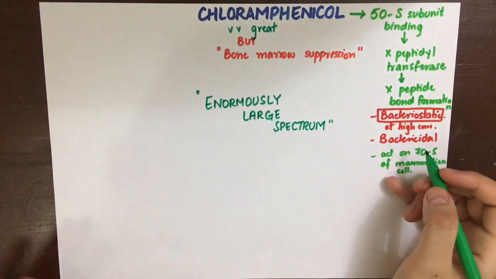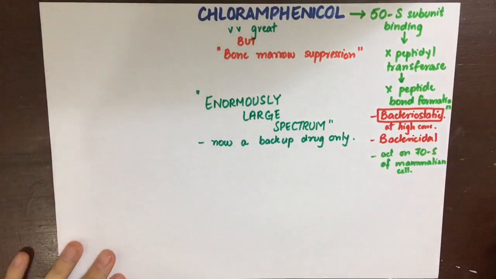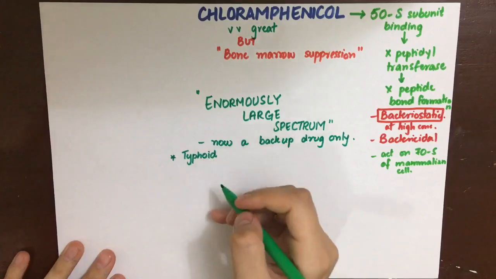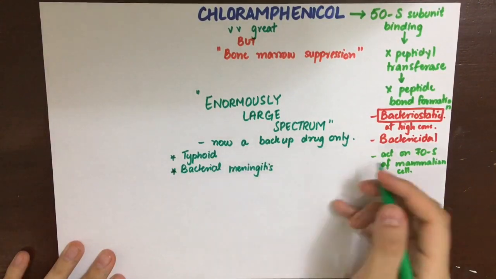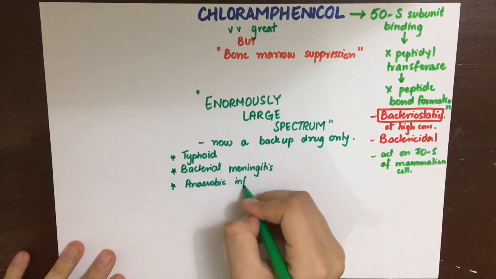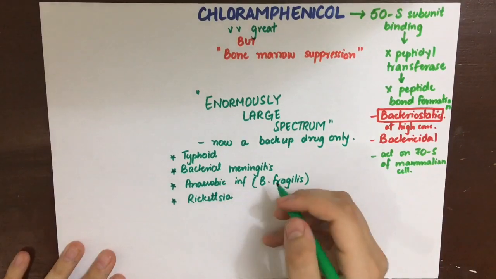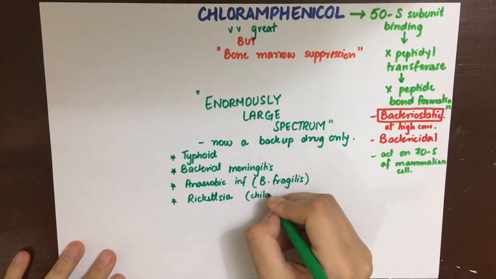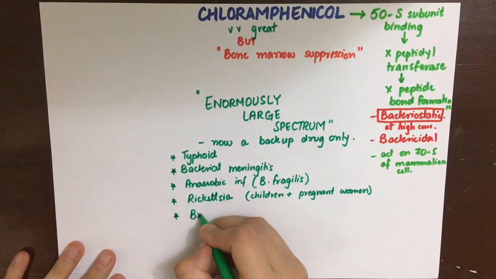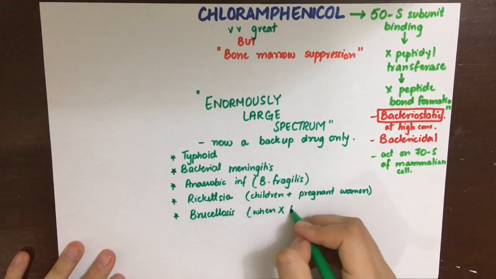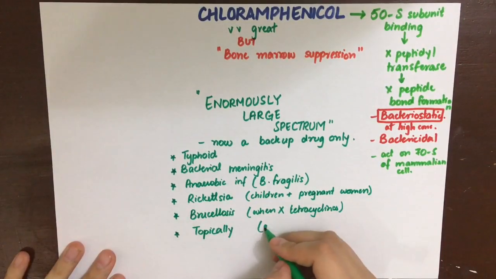Now, it was used in the past for a lot of different diseases, but now it is only used as a backup drug for typhoid, bacterial meningitis, anaerobic infections like Bacteroides fragilis, and in those cases of rickettsia which are in children or in pregnant women, because doxycycline will be contraindicated in these cases, right? And also in brucellosis when you cannot give tetracyclines. It is also used topically in ear and eye infections. And in these cases, the systemic toxicity will be minimized.